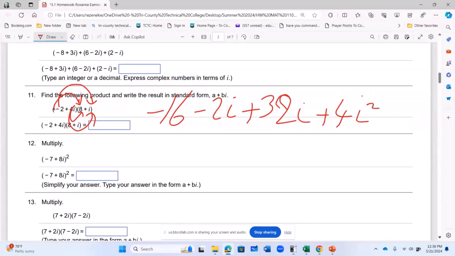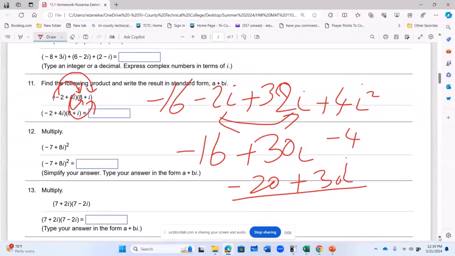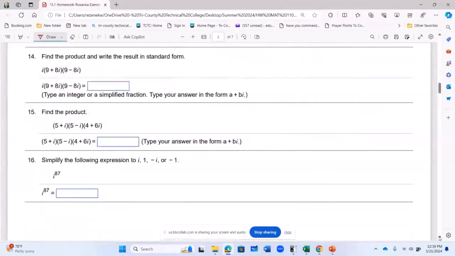We already know that i squared is -1. So we can rewrite that right here. I have -4 because i squared is -1. So collect like terms together. -2i and 32i are like terms, so now I have 30i. And -4 and -16 will give me -20 plus 30i. Okay, so that is my final answer. The same way you're going to multiply whenever you are told to multiply.